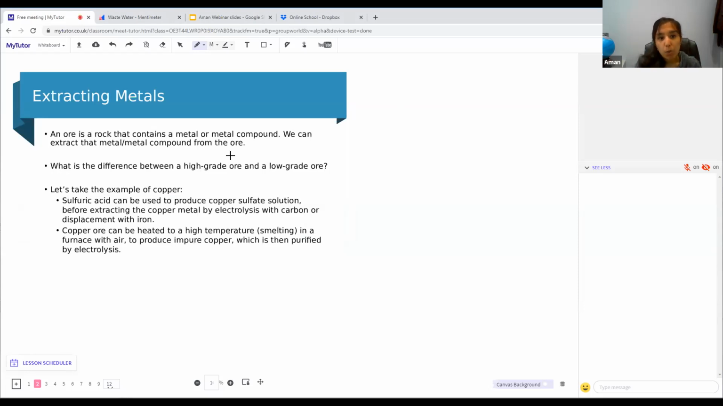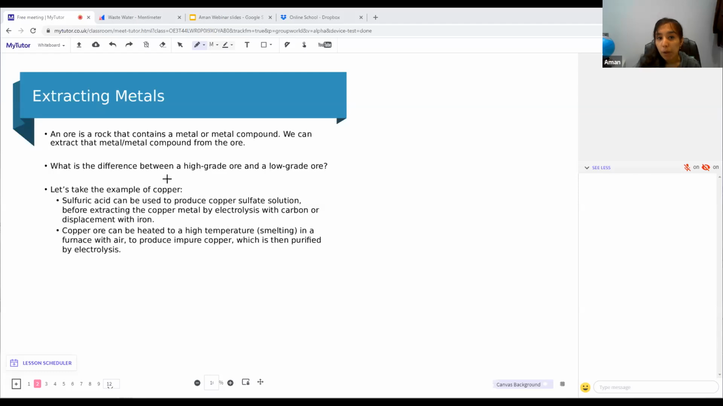So we need to try and remove the metal from that ore. Does anyone know the difference between a high-grade ore and a low-grade ore? Great, excellent. Someone's saying a high-grade ore has lots of metal in it. Yep, so more metal in a high-grade ore. High-grade ore relates to the percentage of metal in it, and a high-grade ore will tend to have a high percentage of metal. A low-grade ore will tend to have a low percentage of metal. Excellent. Well done to those that answered that question.